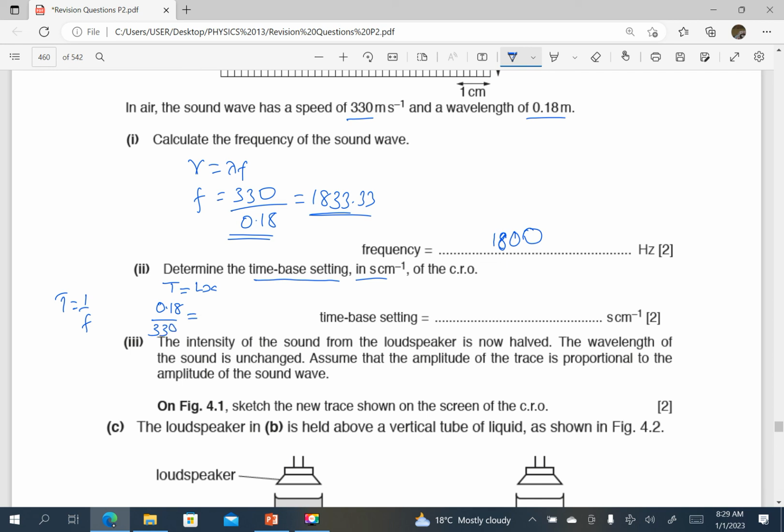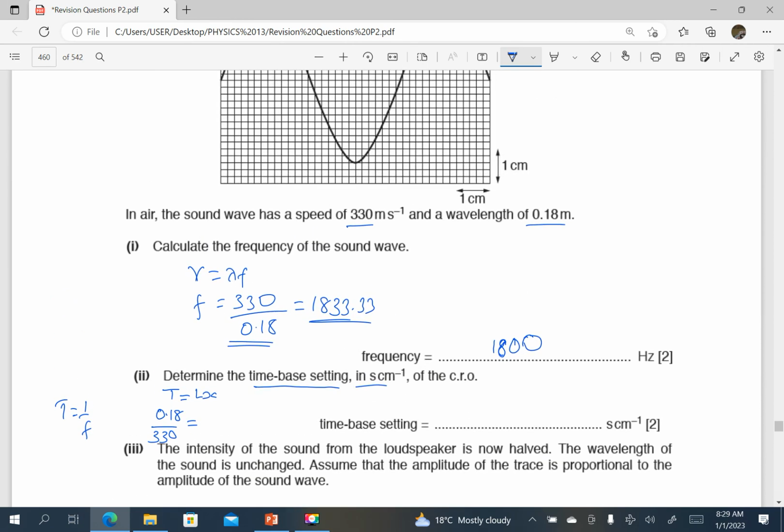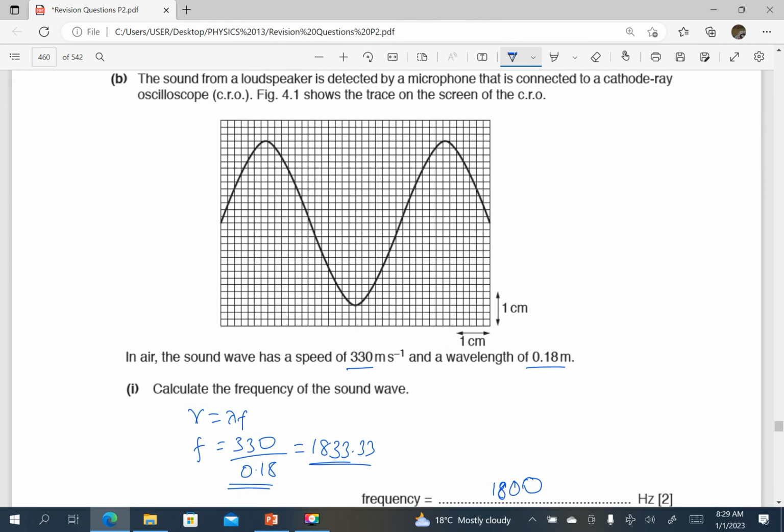From the graph, let's see what length represents one complete cycle. I will draw a horizontal line through the trace so that it is easy for me to see one complete cycle. If I start from here, one complete cycle is almost in the center here. And every 5 small squares represents 1 centimeter. So one small square is 1 over 5 centimeters. But how many small squares do I have for one cycle?